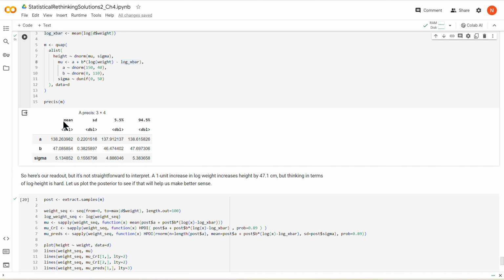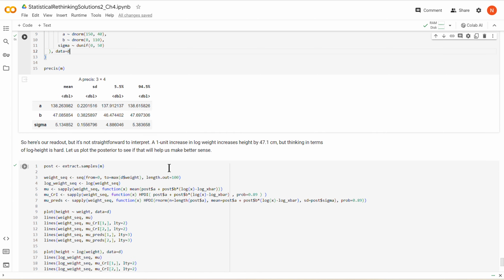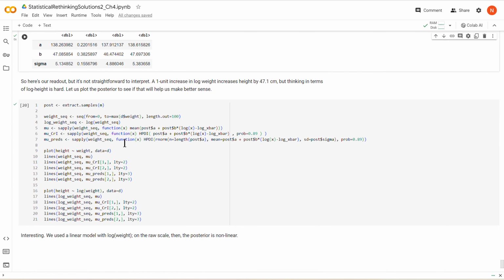So let me say that again. Because we are now regressing on log weight, the beta coefficient represents how height changes in response to a one unit increase in log weight. And if you are like me, it's not easy to think in terms of logarithms, in this case, log weight. And so we're going to take these numbers and try to put them on the raw scale rather than on the log scale.